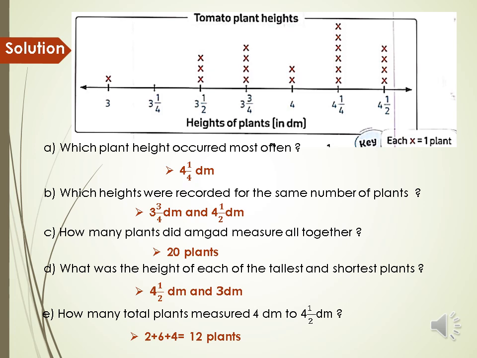Letter D. What was the height of each of the tallest and shortest plants? From the line plot, 4.5 decimeter and 3 decimeter. Last one, how many total plants were measured from 4 decimeter to 4.5 decimeter? Count from the line plot. We have 2 and 4 and 6. So 2 plus 6 plus 4 equals 12 plants.